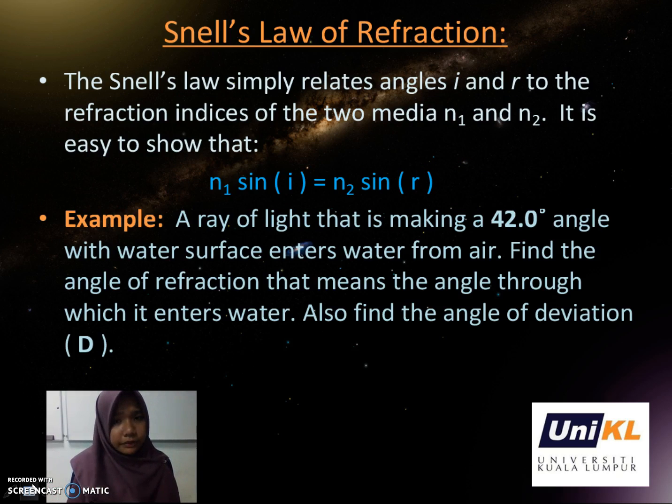Snell's law simply relates angles i and r to the refractive indices of two media, n1 and n2. It is easy to show that n1 sin i = n2 sin r.